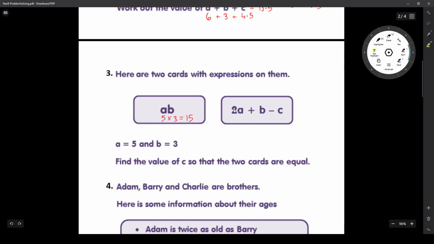Now the second card, 2A, is 2 times A, that's 10, plus B, which is 3, minus C. So that's 13 minus C. So we know that 13 minus C equals 15. Well, if we take 13 from both sides, we're going to get minus c equals 2. And now if we times both sides by negative 1, we're going to get c equals minus 2, which is our answer.